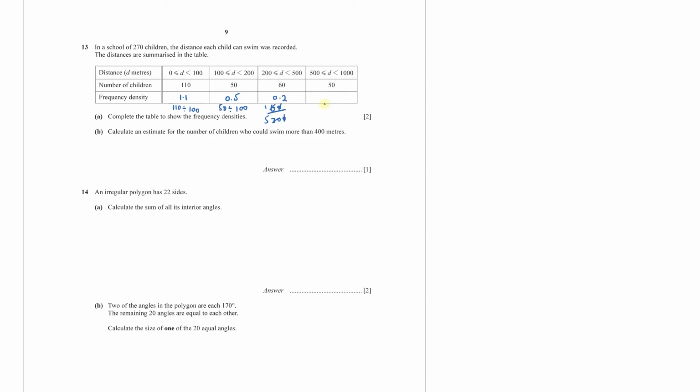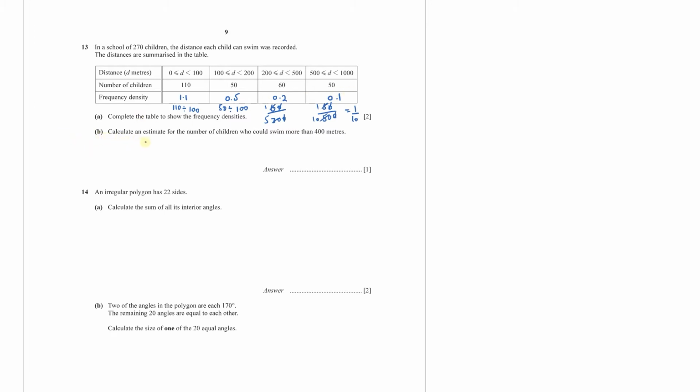Here your frequency is 50 and your interval is 1000 minus 500, which is 500. So you get 5 times 1 over 5 times 10, so you get 1 over 10, which is 0.1. So this is how you will fill up the table.